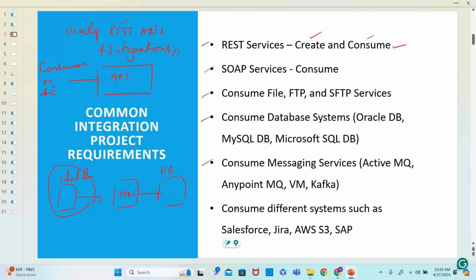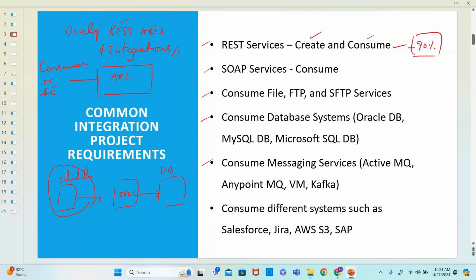For example, from experience API to process API, how do you consume process API from experience API? With the help of HTTP requester. Now process API is a REST API only, right? Most of the times. Okay, and system API, from process API to system API, how do you consume? You'll consume with the help of HTTP request. That's what I mean to say. You will be involved in the process of creating REST APIs and consuming REST APIs 90% of the time. So this is very, very important and critical to learn.